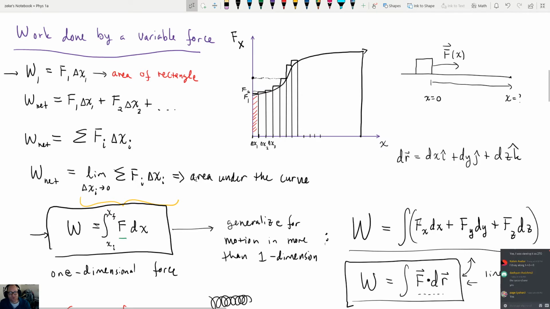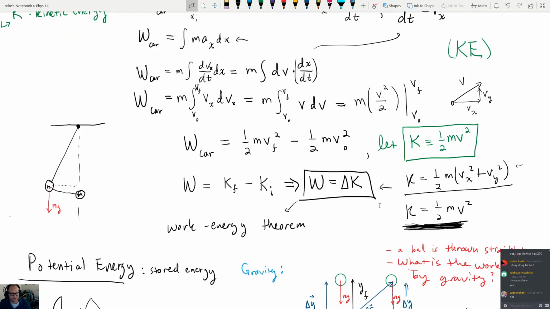And then we had to develop the concept of kinetic energy, where we basically found out that kinetic energy is just 1/2 mass times velocity squared. That's all that you need to know about kinetic energy. And then we said, oh, well, kinetic energy and work are actually connected to each other. The work done on a system has the effect of changing the kinetic energy of the system.